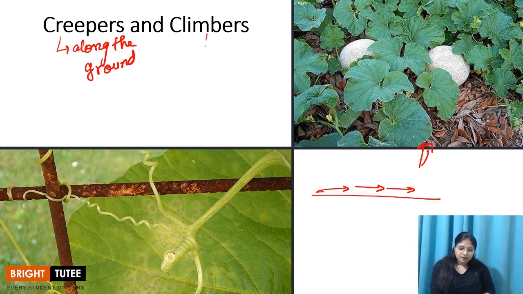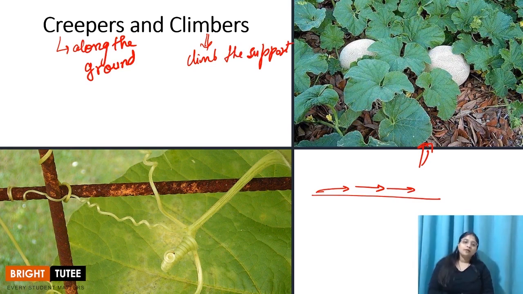Others are the climbers. The next category is the climbers, and these actually climb onto the support. Whether this support is a plant, a tree that is, or whether it is a man-made support like this, these plants are able to climb with the help of this structure, and it is called the tendril. It is a modification of the stem which helps these plants to climb up. As you can see, the tendril wraps around the support and helps the plant to grow.